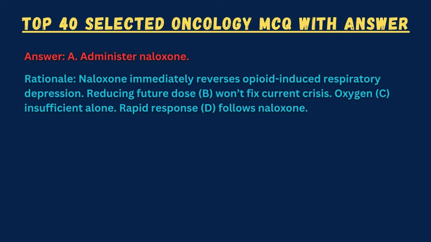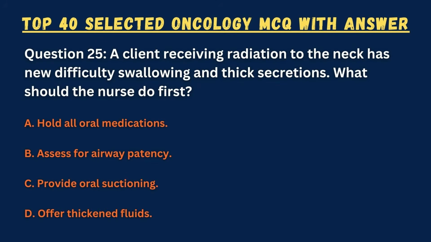Naloxone immediately reverses opioid-induced respiratory depression. Reducing future dose. B. Won't fix current crisis. Oxygen. C. Insufficient alone. Rapid response. D. Follows naloxone.